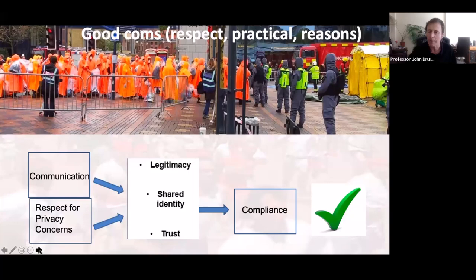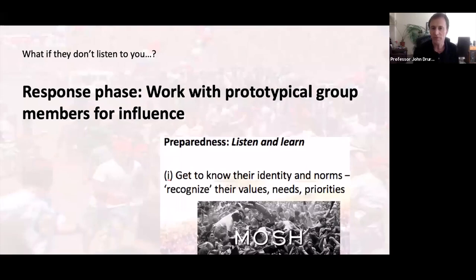My final recommendation for the response phase is for those situations where it's so difficult that they're just not going to listen to you. You all have had experience perhaps at an event where the culture is one where maybe they're a bit anti-authority, right? They're not going to listen to you at all. You can be as open and honest as you like, and they're still not going to listen to you. What do you do? So here the recommendation is to work with prototypical group members.